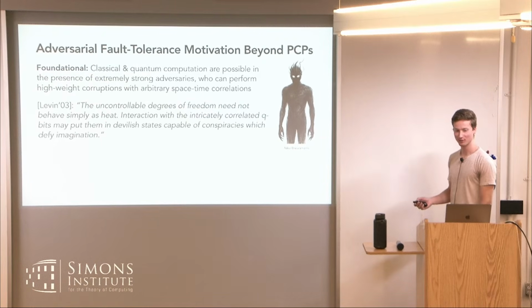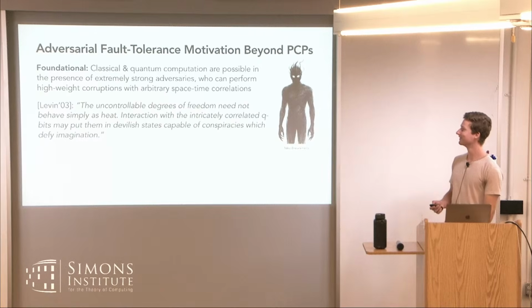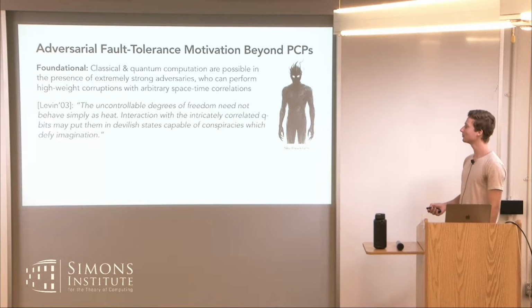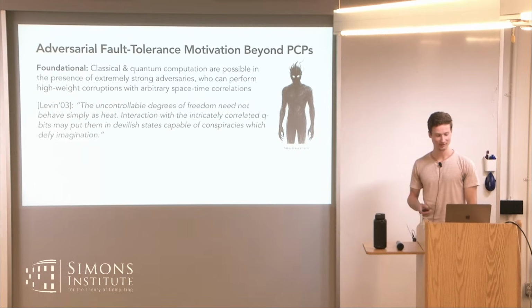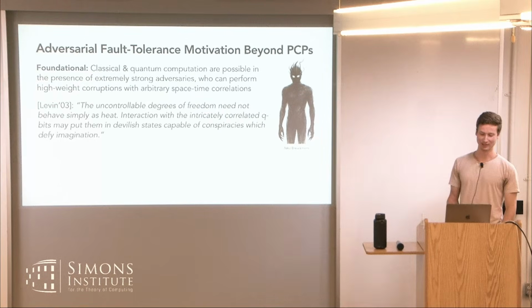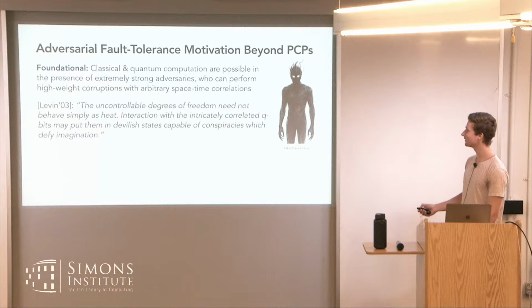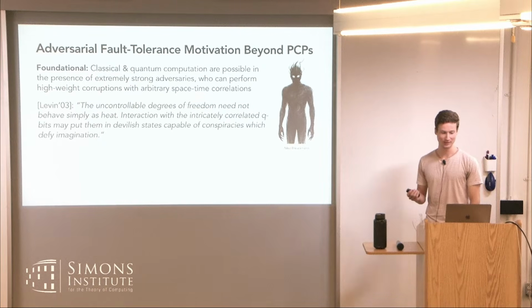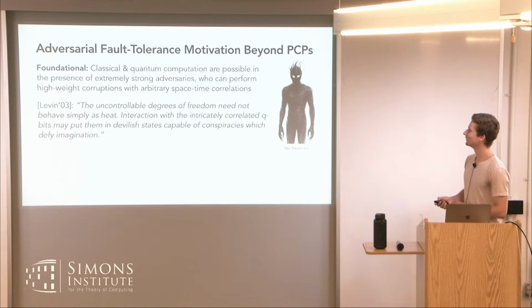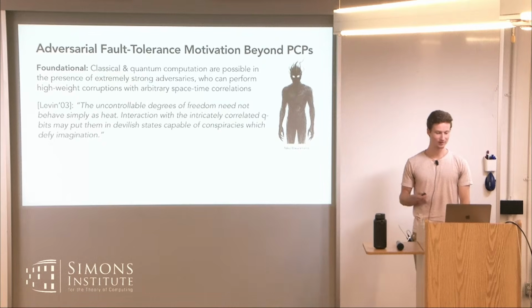This is courtesy of Nico, or maybe it is Nico, I'm not sure. But I guess Levin, a prominent skeptic of quantum computing, says that adversarial errors will put quantum states in devilish states of conspiracies, which defy imagination, so quantum computing can never work. And we're saying, well, even if your adversary is pretty powerful, pretty devilish, at least in theory, you still can do quantum computation. So that's one motivation. Maybe this work will make Levin happy.